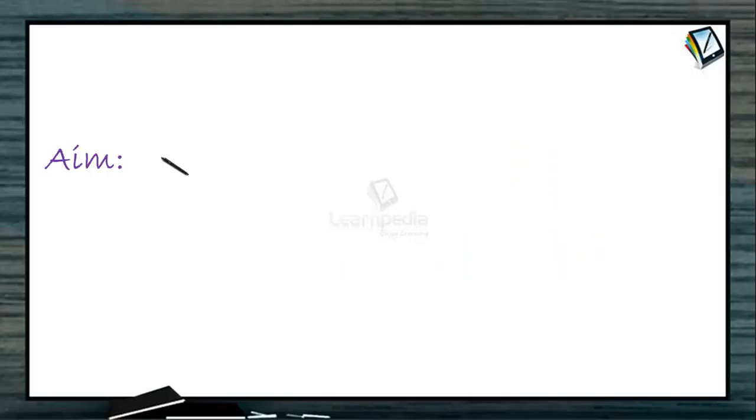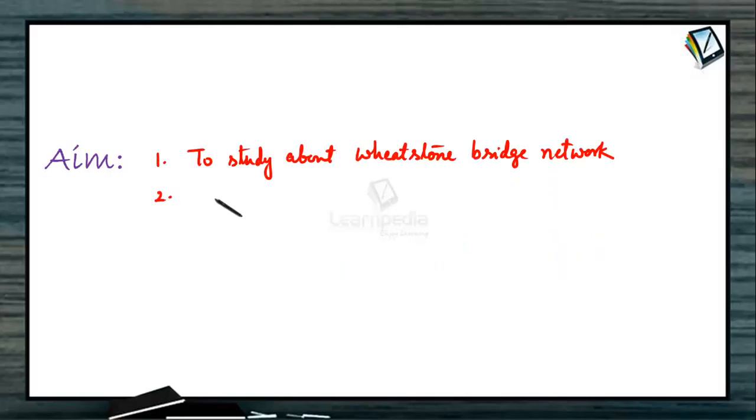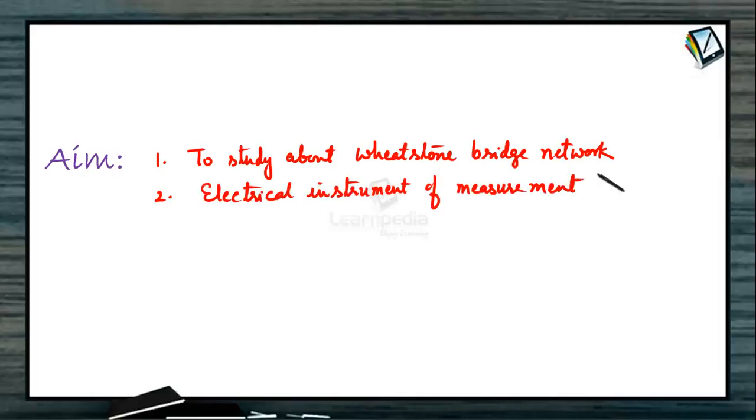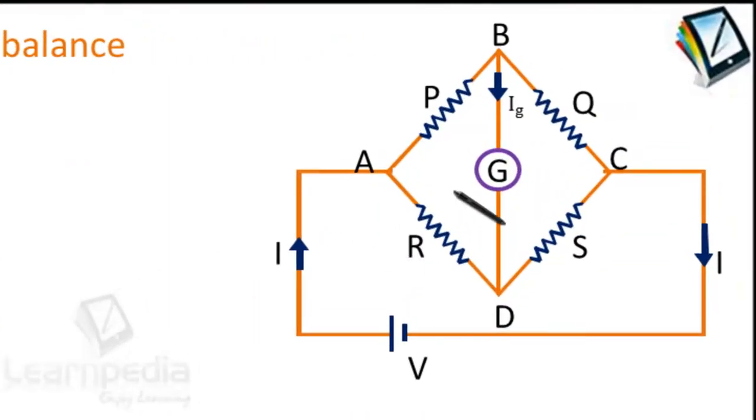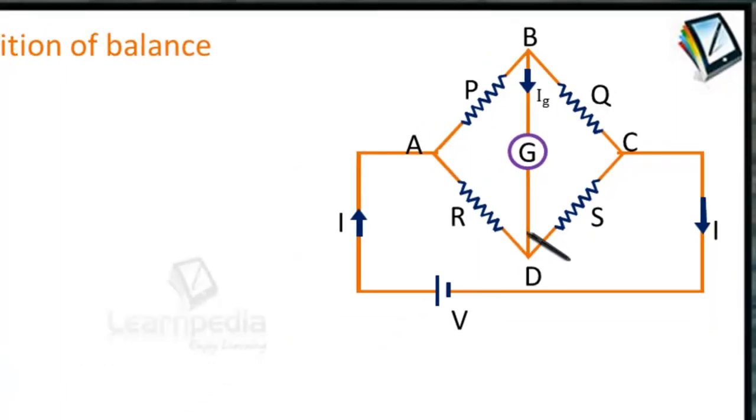Welcome to Physics, Current Electricity, Session 10 and 11. Aim of today's session is to study about Wheatstone Bridge network and the electrical instruments of measurement. First, let us study about Wheatstone Bridge and condition of balance. This is an arrangement of four resistances, P, Q, R, S, and a galvanometer is connected to the unknown resistances. So this arrangement of resistances we call as Wheatstone Bridge network.